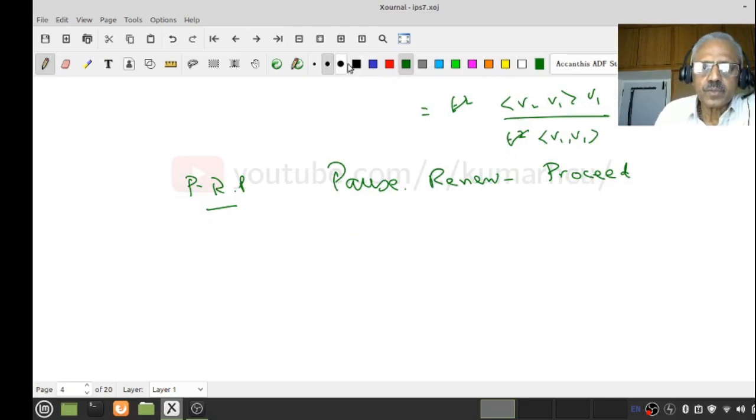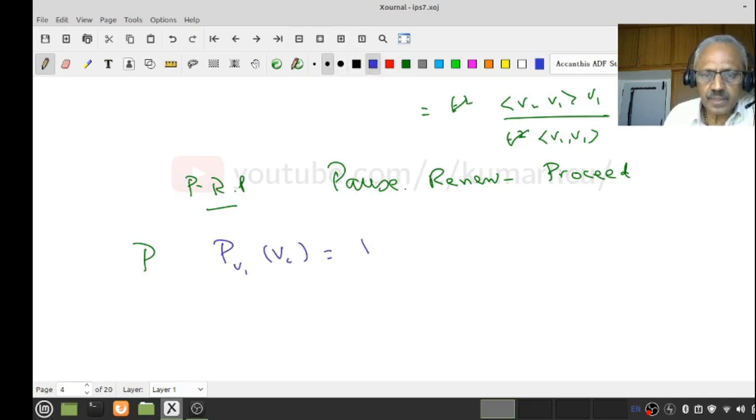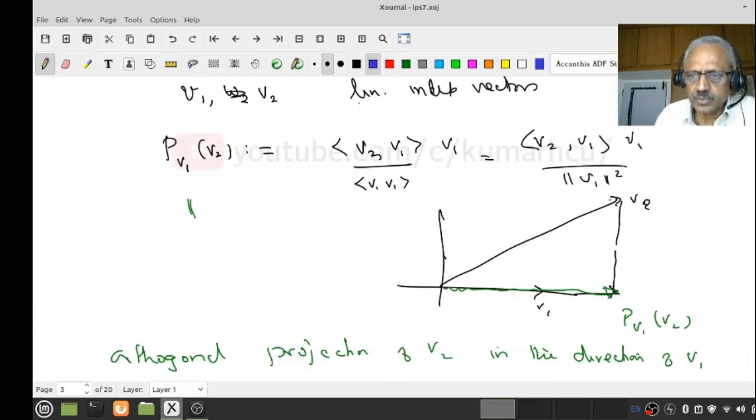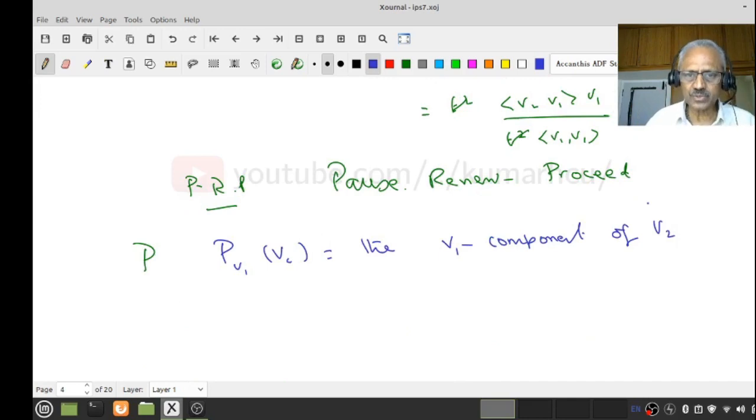So I will call this P V1 of V2 the V1 component of V2. You understand why I call this? For example, in the case of R2, if I orthogonally project on the x-axis, what I get is the x coordinate of V2, right? So the x component of V2. Keeping that geometry in mind, I can also call this, as I said, the orthogonal projection of V2 in the direction of V1.